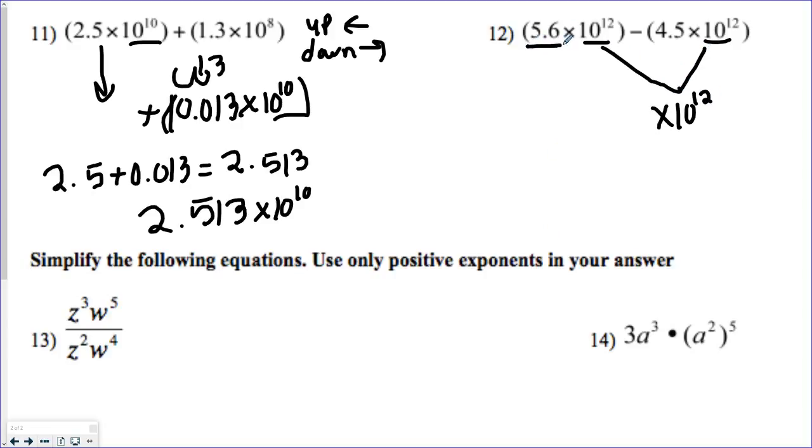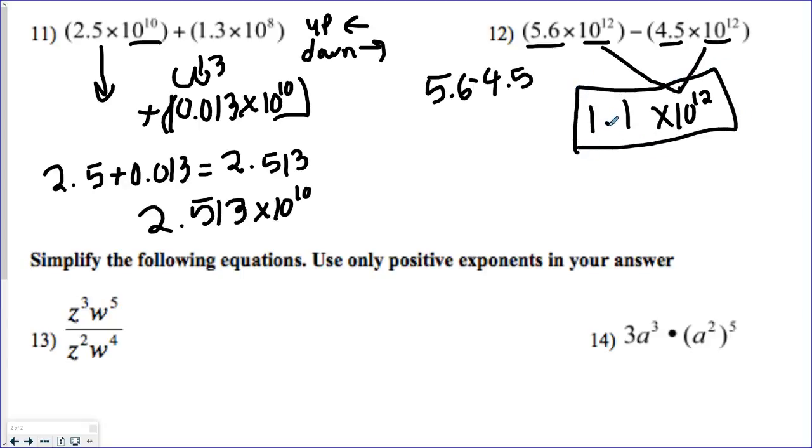So now all I need to do is 5.6 minus 4.5. If we do that real quick, 5.6 minus 4.5 will give us 1.1. And then that means I'm done. So if they already agree, 10 to the 12th, 10 to the 12th, then you're already good. The only time you have an issue is when they don't agree and you have to make them agree like we did in the first one. But if they're already agreeing with each other, then you can just subtract the decimal numbers and you're done.